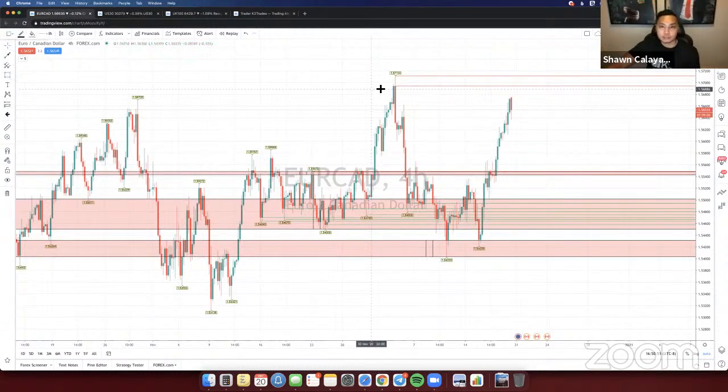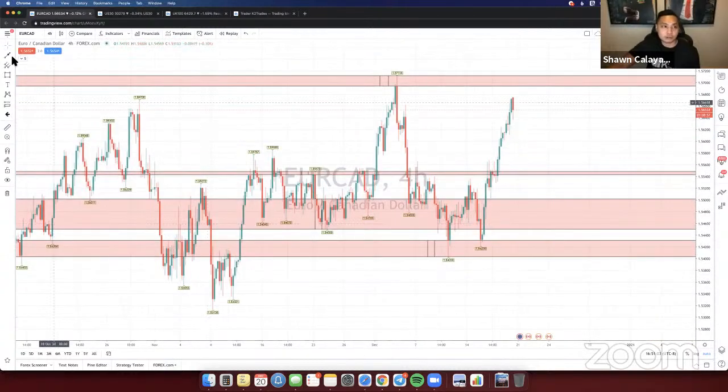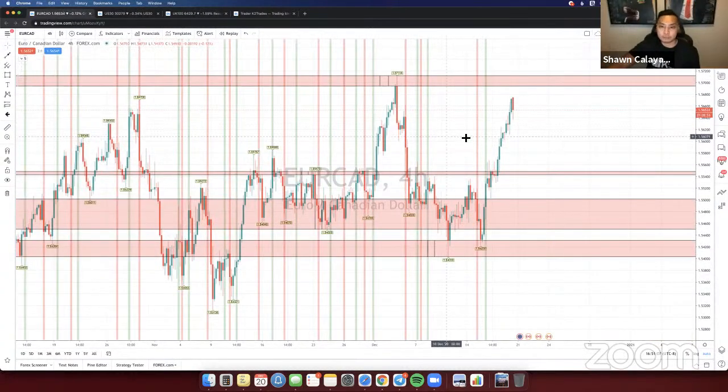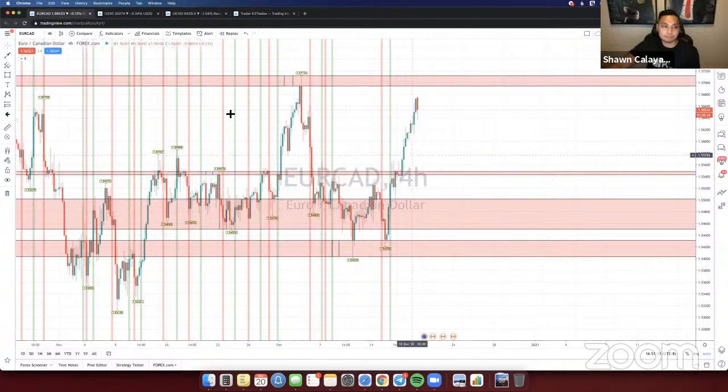So looking at EuroCAD right here, we got all those zones lined up right there. I'm gonna go ahead and hide the K²SR indicator, and I'm gonna turn on the momentum indicator. All right, cool. So this entry actually started right over here. You can see price broke this structure right here using the K²SR strategy. So I'm just gonna go ahead and put the strategy right here.